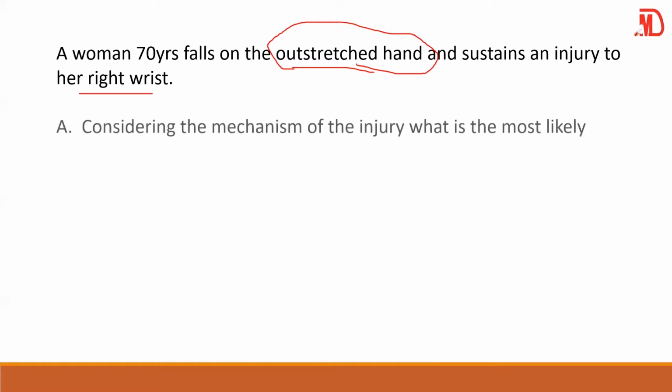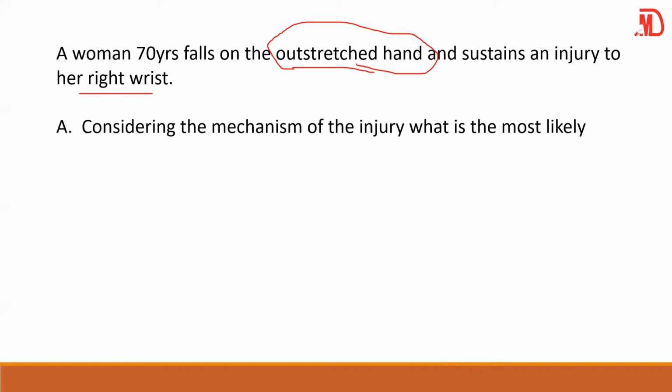So considering the mechanism of the injury, an outstretched hand, what is the most likely diagnosis? Definitely, like I said, a fracture of the radius. And the term we give it is a Colles fracture. But don't forget, that's why I said I'll show you a diagram.